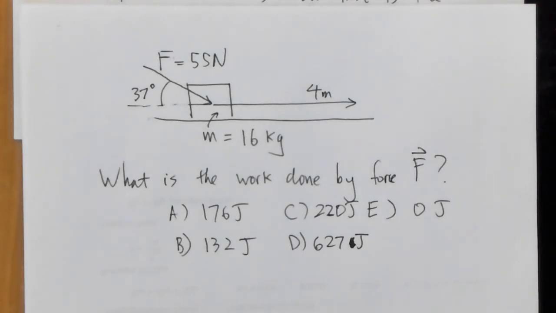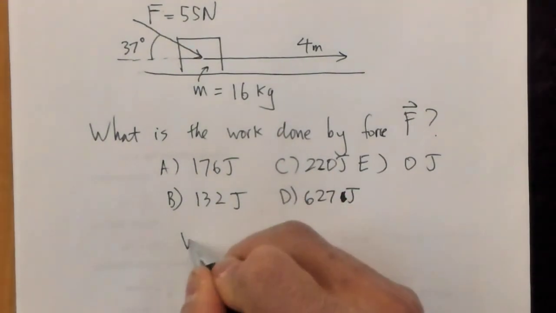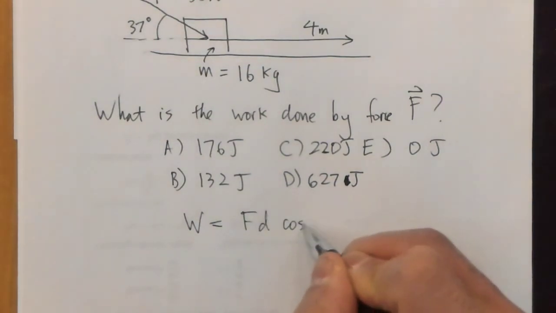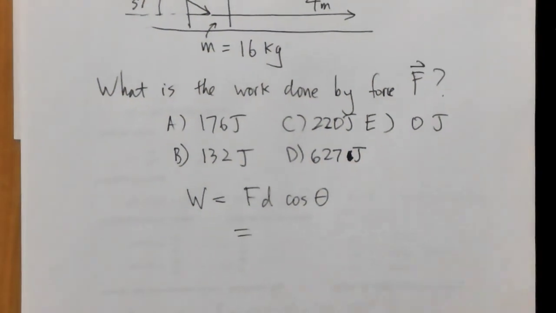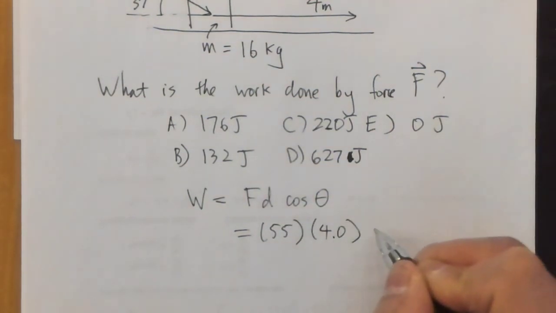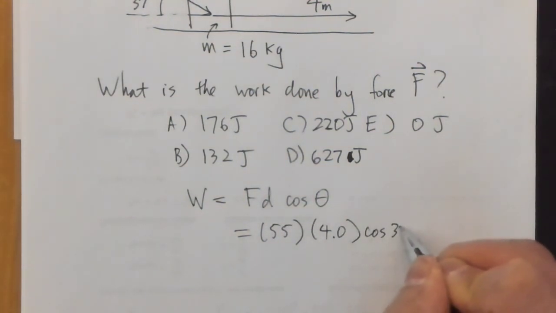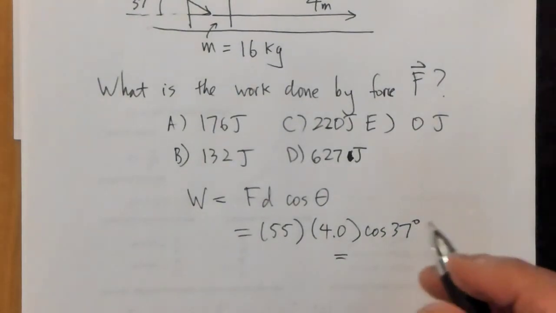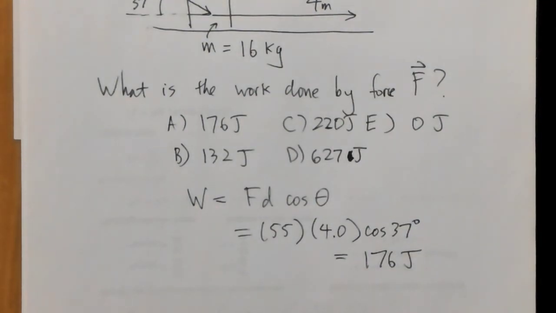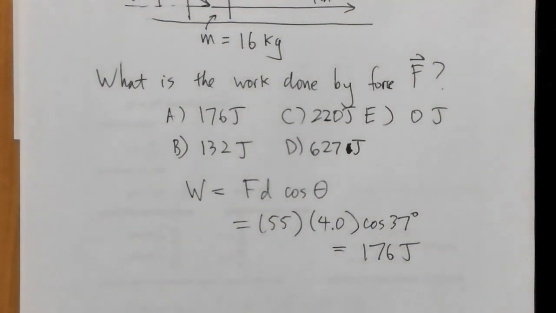Oh, a lot of people said A. Very good. So, work is F times D times cosine of the angle between the two. So F is 55 newtons, D is 4 meters. We have the cosine of 37 degrees. Put this into your calculator and you get 176 joules. Okay. All right, I'll see you guys tomorrow.